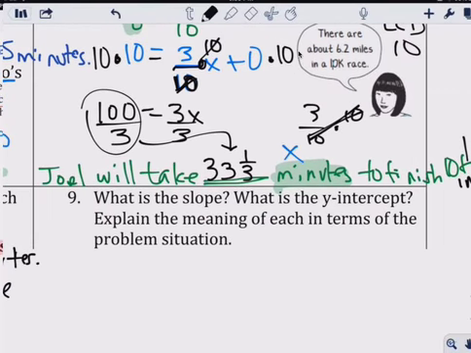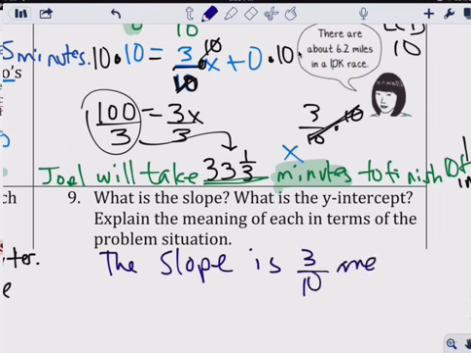Oh, the slope is 3/10, right? And what's the y-intercept? Explain the meaning. Okay, the slope is 3/10, and it means 3 kilometers for every 10 minutes.